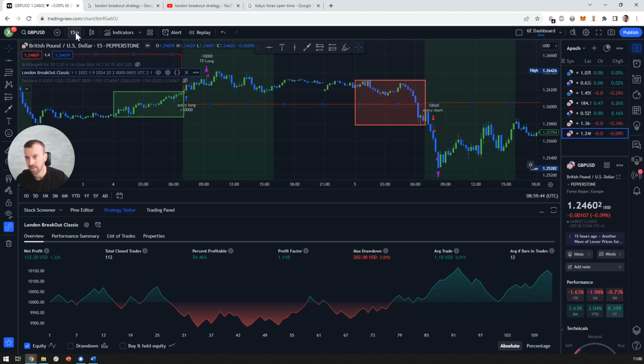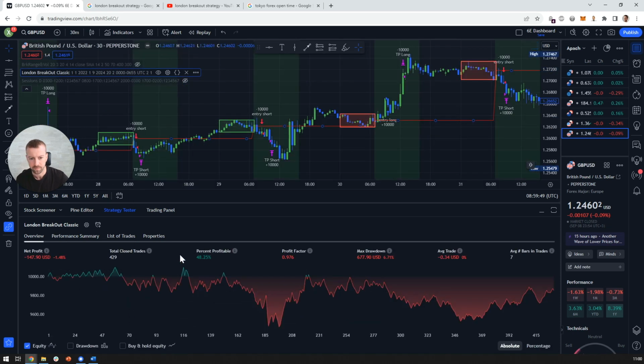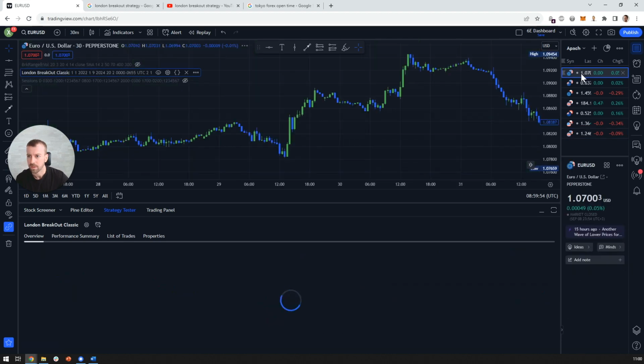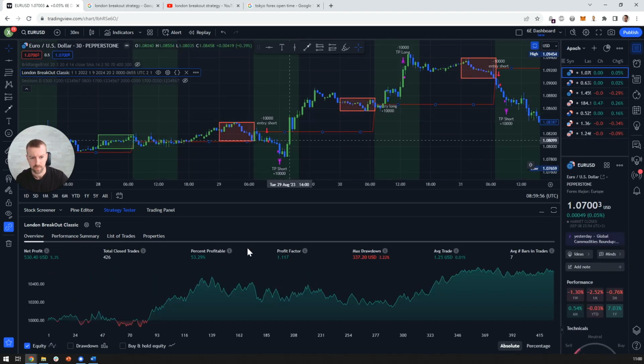Same goes with if you change the time frame, totally different. Same with the euro and US dollar. And one thing I need to mention is why does the total closed trades change? Why do we get more trades if we are looking at another time frame? Well, that's because TradingView is offering only a fixed amount of candles to go back in time.